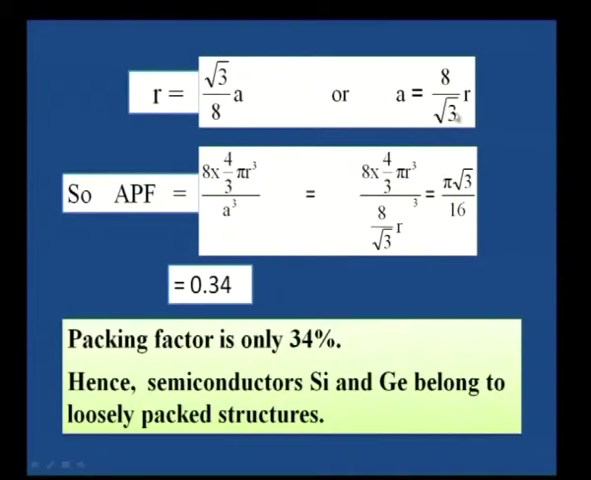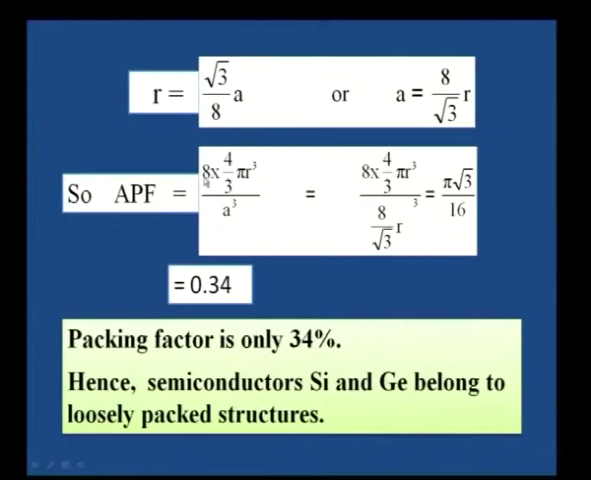To calculate APF, you have to have a relation between the radius and A, so that you can cancel A and A. So, A will be equal to 8 by square root of 3 into r. So, APF will be, what is APF? The volume occupied by the atoms to the cell volume. Cell volume is A cube, because it is a cubic thing. So, this is A, there is also A, and so this is a cube. So, obviously, A cube will be the volume, and how many atoms are there, that I have shown you here, 8 atoms.